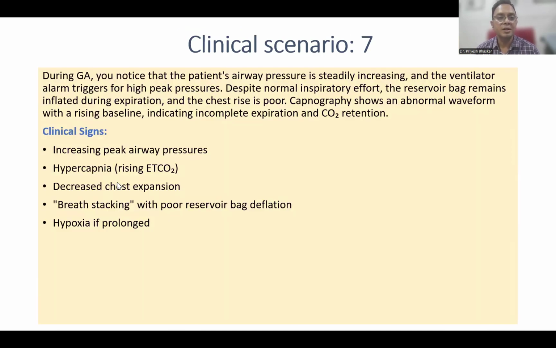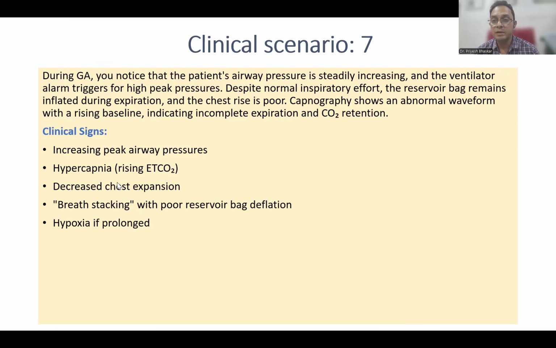Coming on to the last scenario, that is during GA, you notice the patient's airway pressure is steadily increasing, and the ventilator alarm triggers for high pressure. Despite normal inspiratory effort, the reservoir bag remains inflated during expiration and the chest rise is poor. Capnography shows an abnormal waveform with a rising baseline, indicating incomplete expiration and CO2 retention.